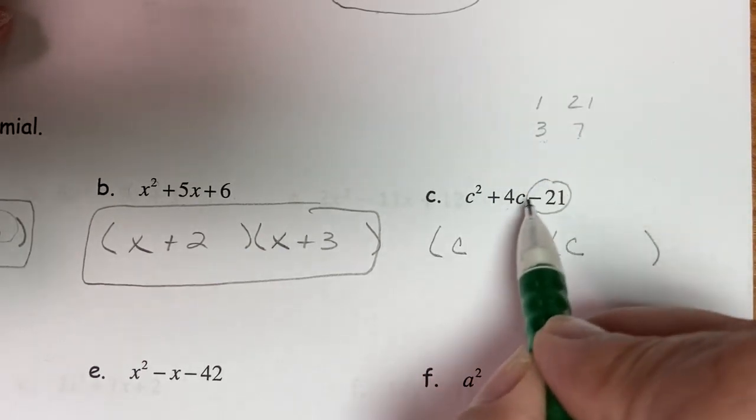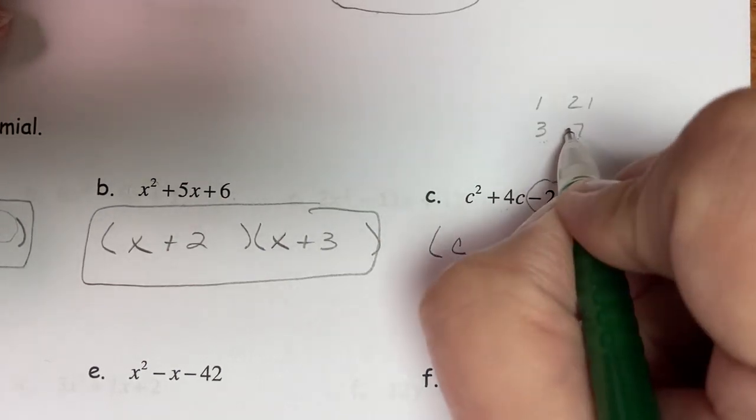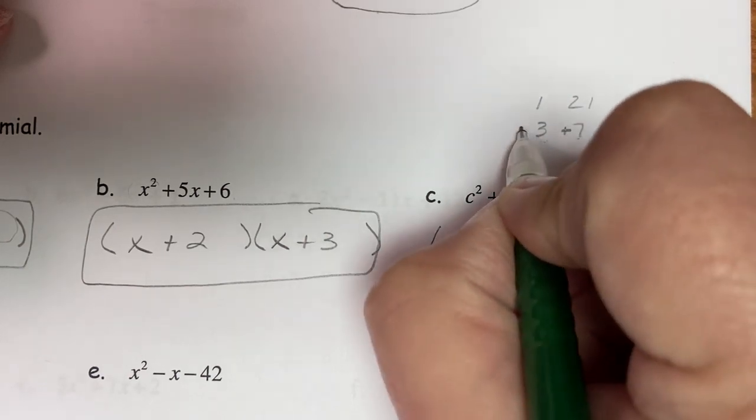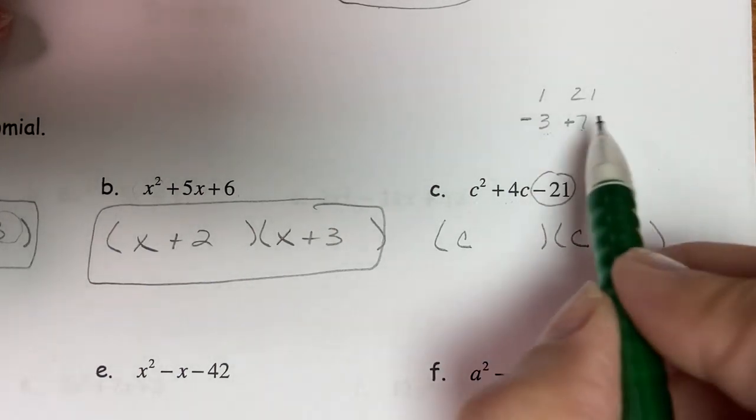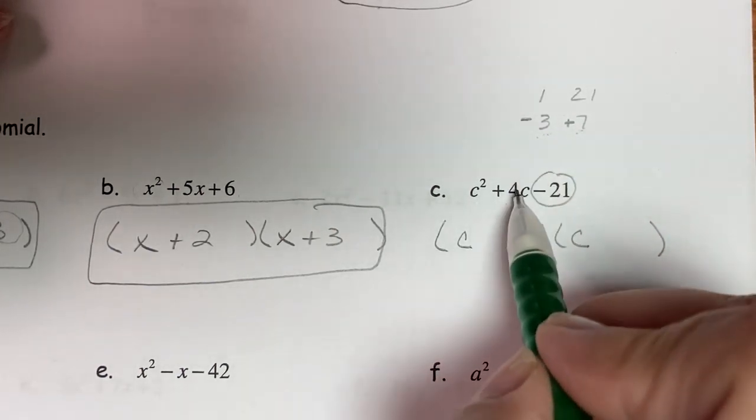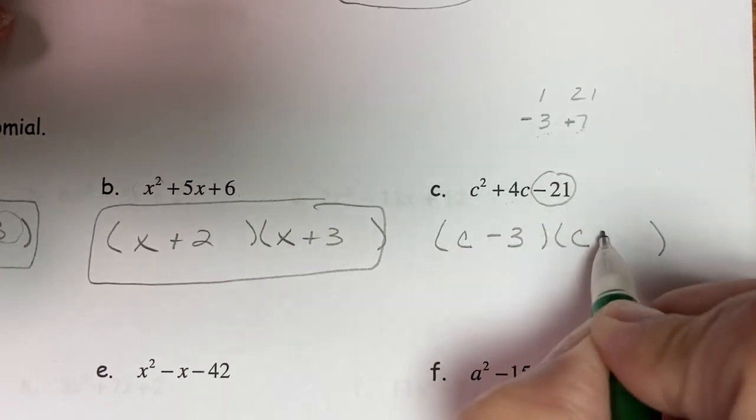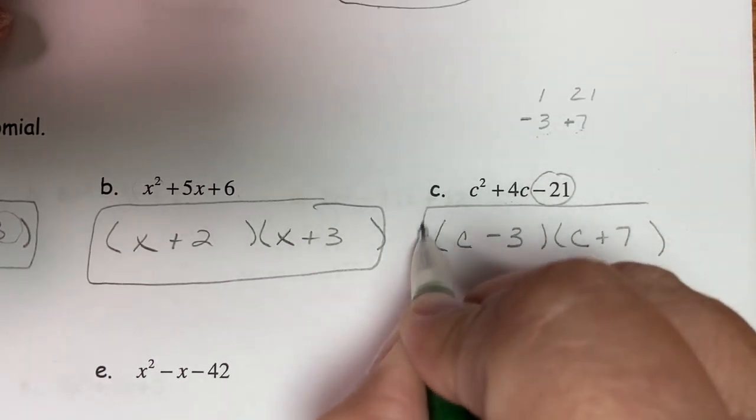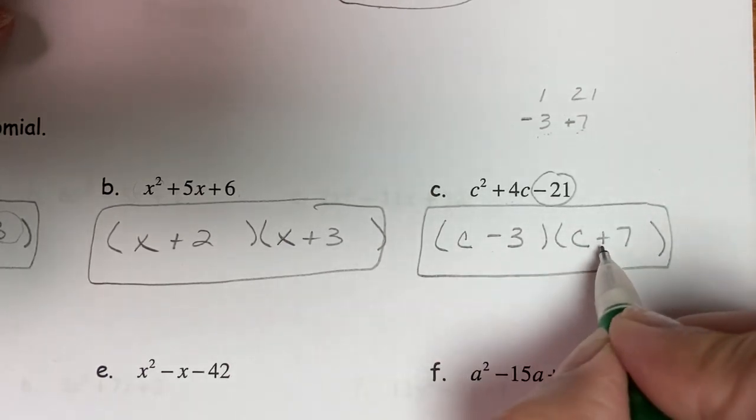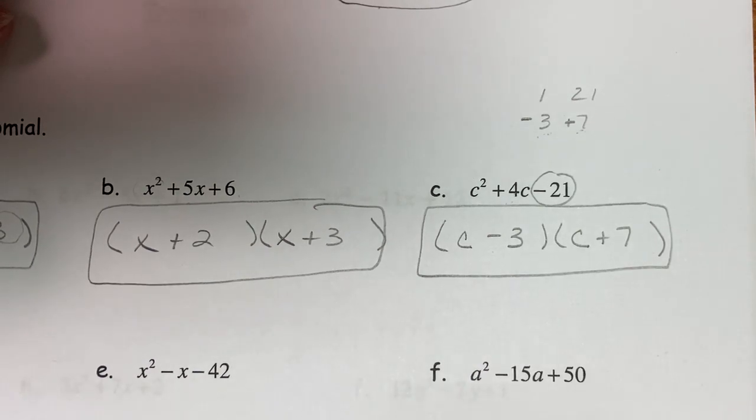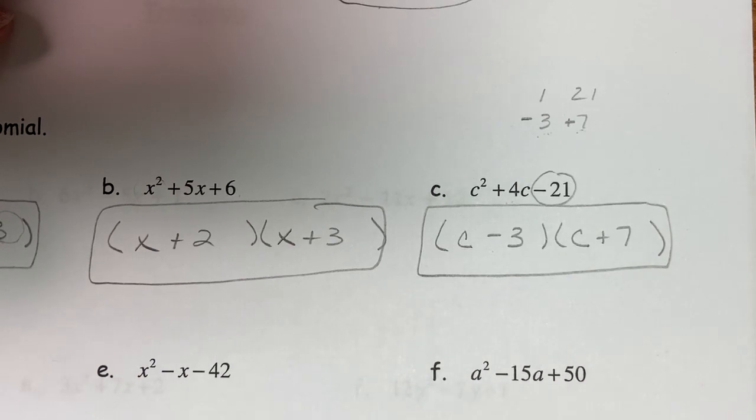So these are my two numbers, but one of them has got to be negative. I want to be able to add the two numbers to get a positive 4. So doesn't that mean that the larger absolute value has to be positive and the smaller absolute value has to be negative? Because 7 plus negative 3 is positive 4. So we would have c minus 3 and c plus 7. And of course, it doesn't matter what order your two binomials are in. You may have c plus 7 and then c minus 3. That's okay, as long as you have a c minus 3 in some place there.